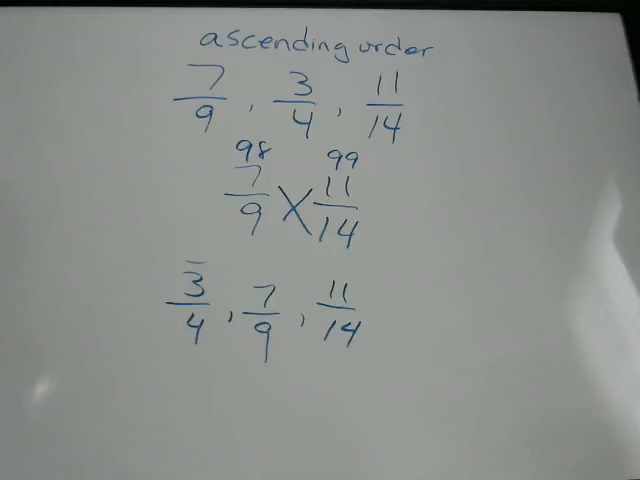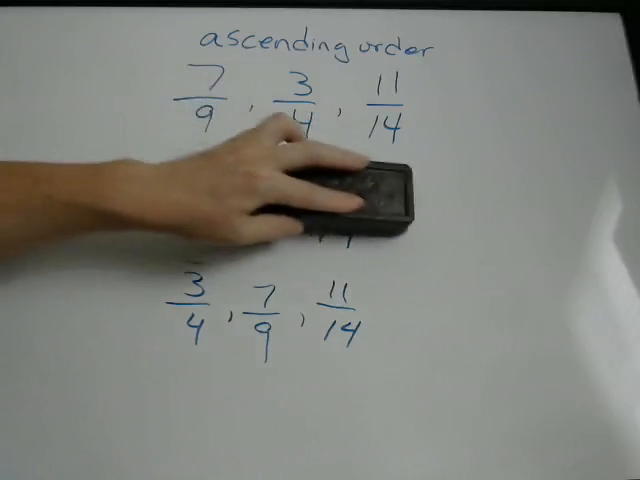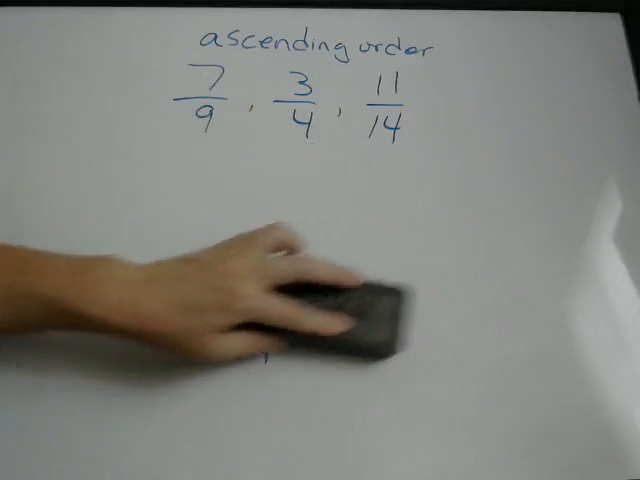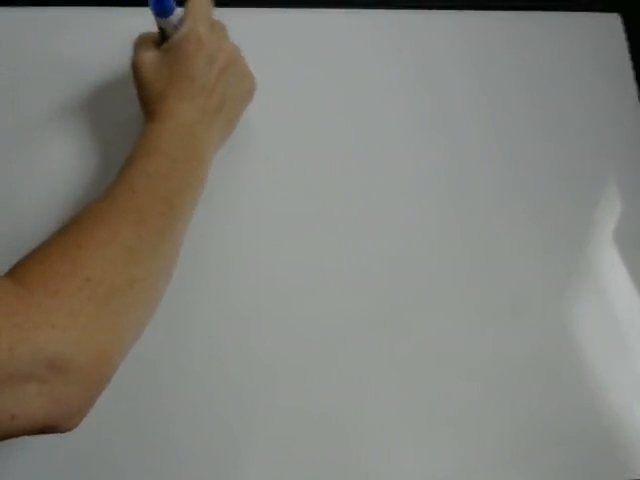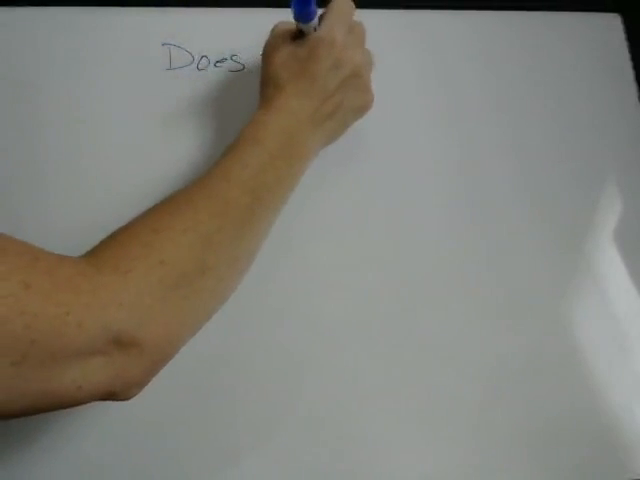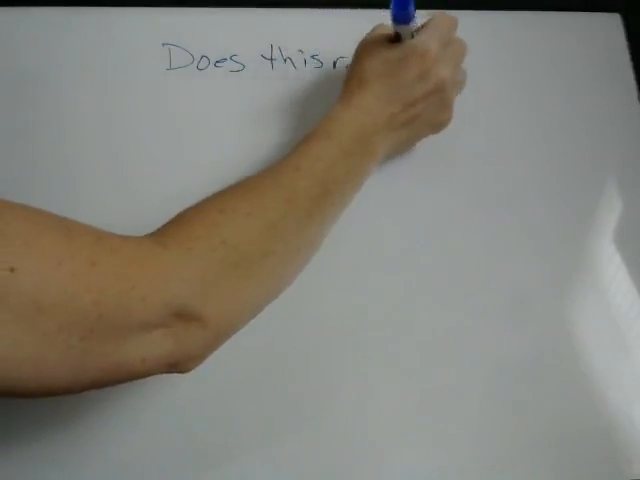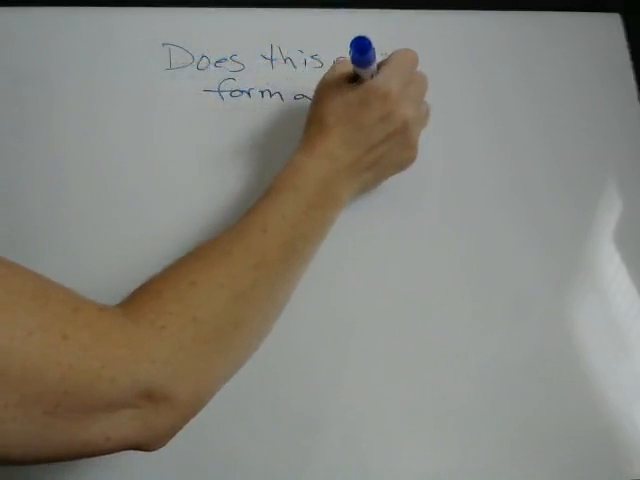That's the same we got with the decimals. So there's two ways to compare fractions. One is by doing the division and getting the decimals, and the other is by cross-multiplying. The other type of problem you might see is when it asks you something like, does this ratio form a proportion?